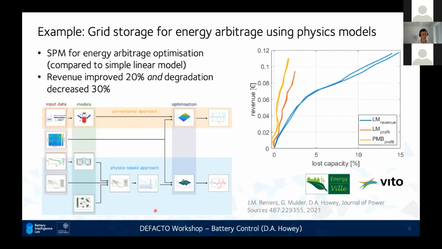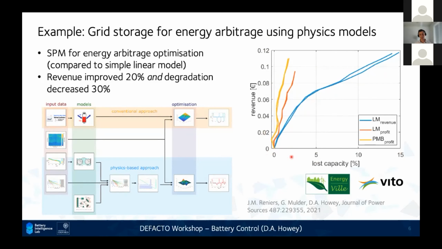But the approach we looked at was to use this more sophisticated physics model. And that then becomes a nonlinear optimization problem. But we then took the optimal profiles that were generated from this algorithm, and we put them through a battery on a test bench for a year. And these are the results shown here on the right. So this plots revenue, or what would have been revenue from charging and discharging for energy arbitrage, versus lost capacity.